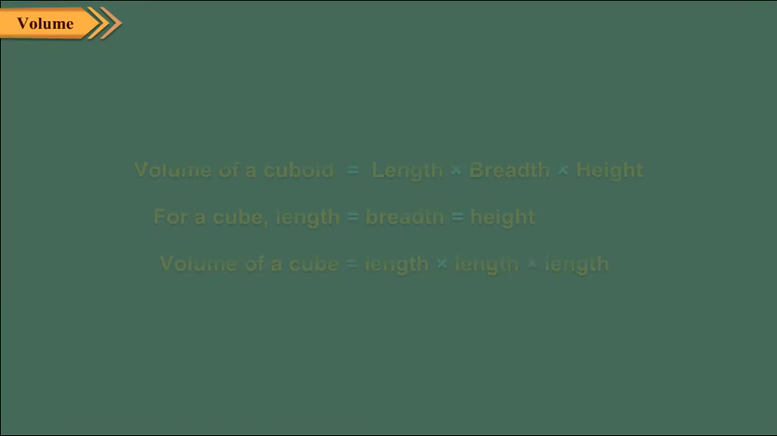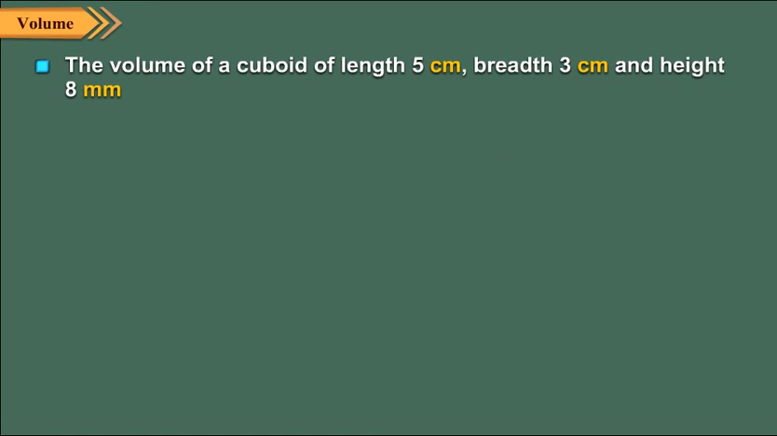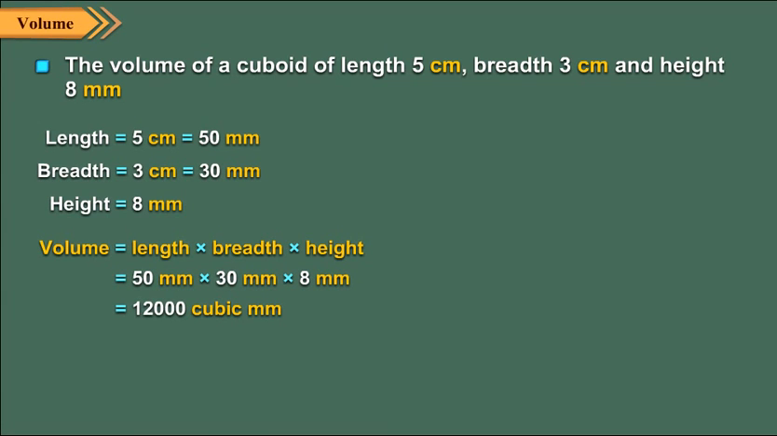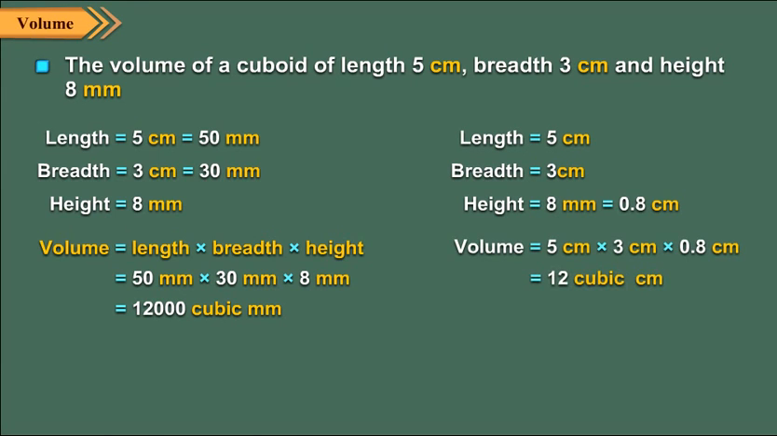Now let us find the volume of a cuboid of length 5 centimeter, breadth 3 centimeter and height 8 millimeter. Here we express all the units either in centimeter or in millimeter. If we express the dimensions in millimeter, then the volume comes out to be 12,000 cubic millimeter. And if we express the dimensions in centimeter, then the volume comes out to be 12 cubic centimeter.